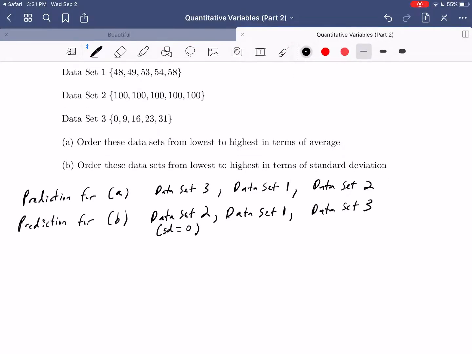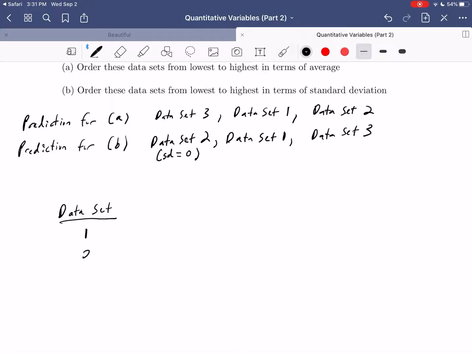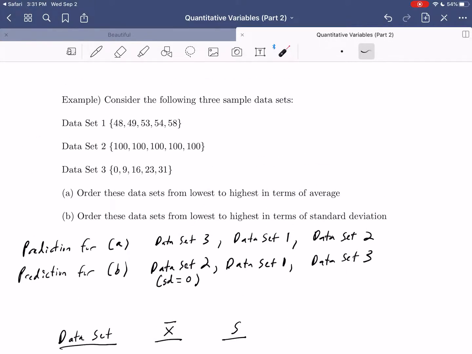We're going to make a little table here. Here's our data set, whichever one we're working on: 1, 2, and 3. And then we'll record its mean and its standard deviation. You'll notice that I'm using the notation for sample average and sample standard deviation. That's just because it says that it is a sample data set, so it's a data set that represents only a sample of whatever the population is.